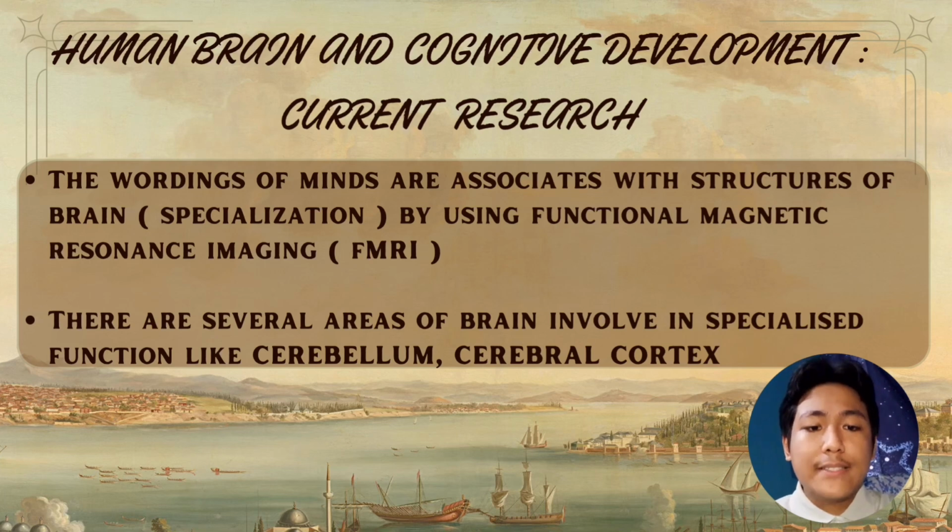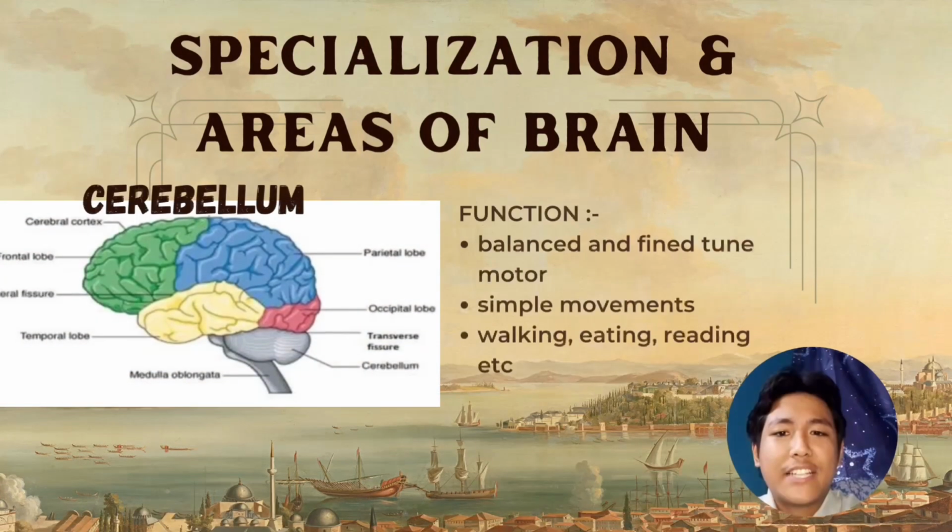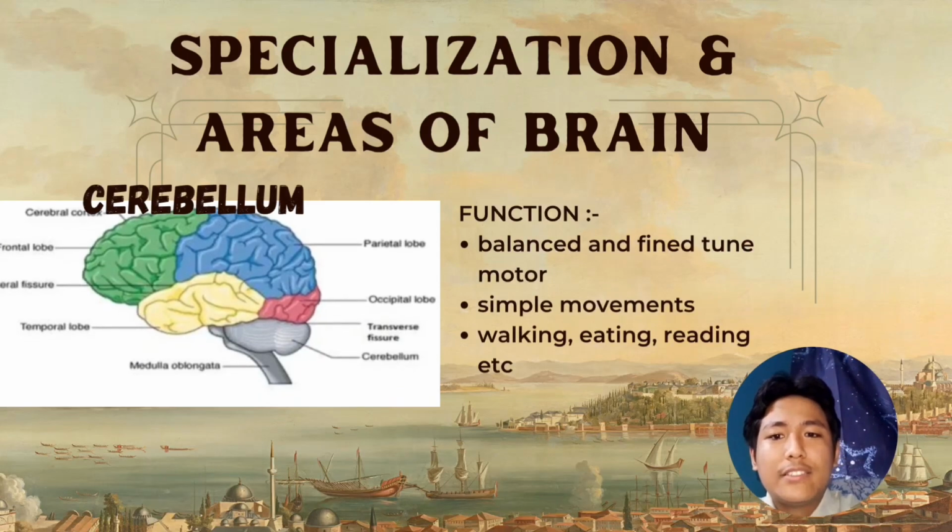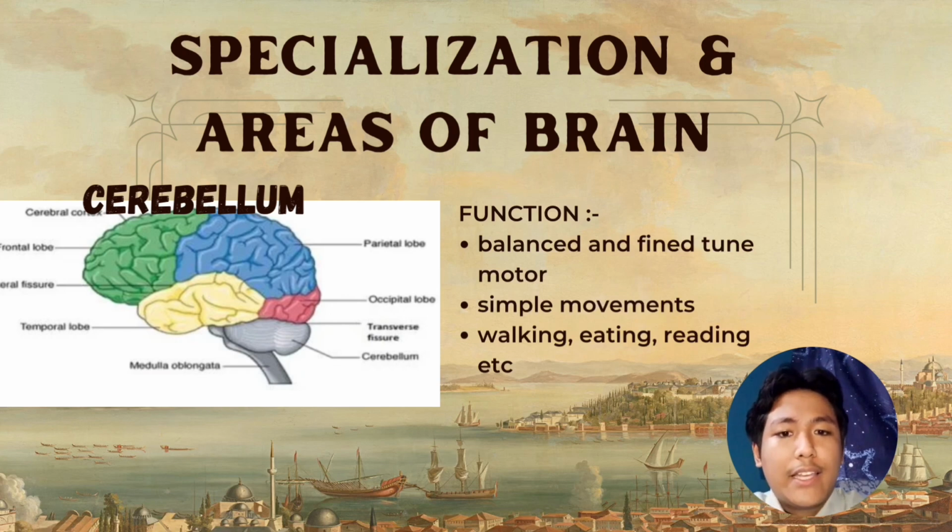The workings of the mind are associated with structures of the brain by using fMRI. And there are several areas of the brain involved, like the cerebellum and cerebral cortex. Firstly, the specialization in areas of the brain in the cerebellum. The function is to balance and fine-tune motor and simple developments. It is important in our walking, eating, and reading habits.